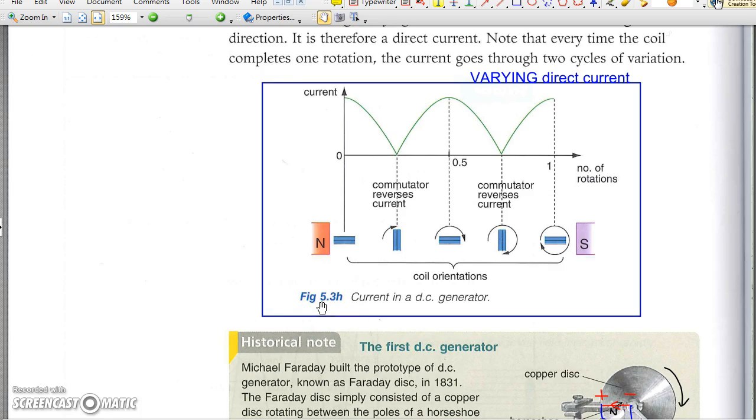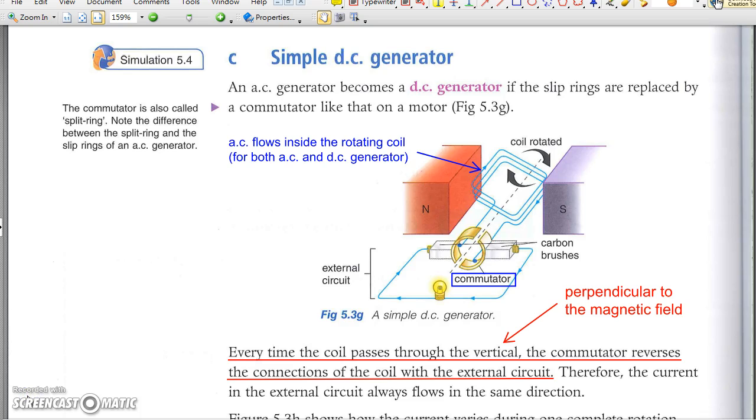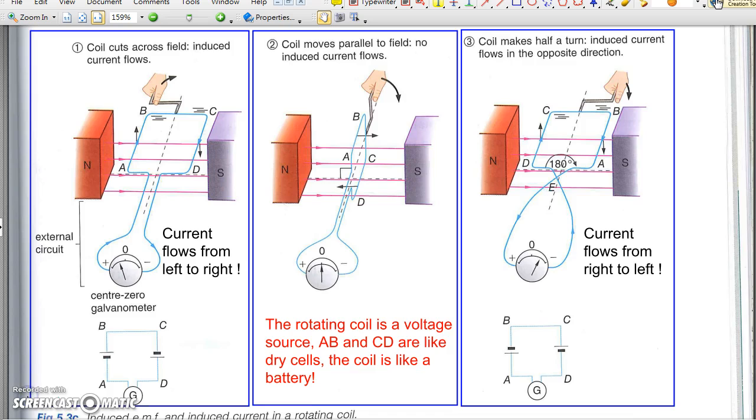Note that the induced current is again zero when the plane of the coil is vertical, and attains a maximum when the plane of the coil is horizontal. By the way, the current inside the coil is an AC when the coil is rotated in the same direction. This is true for both AC generator and DC generator. You may refer to figure 5.3c. You can see that the induced current between A and B changes direction every time the coil is vertical.